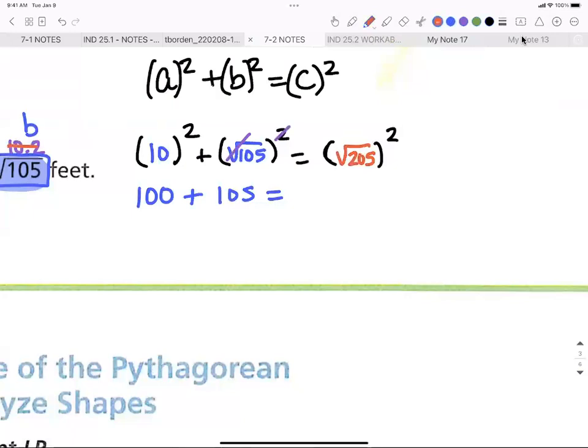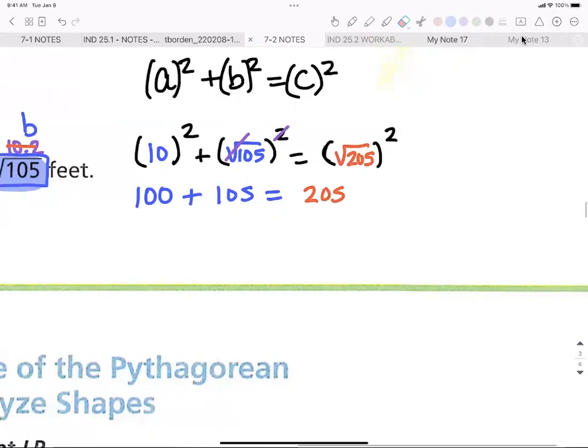So without any math at all, what can we say that C squared reduces to? 205, it just drops right out. Now let's add up A and B squared. So 100 plus 105 is 205, equals, we already said this side is 205.